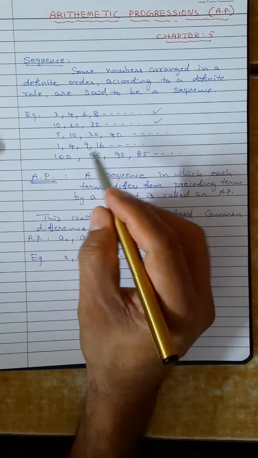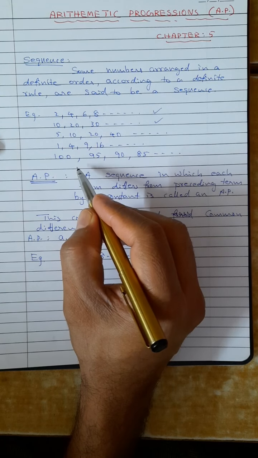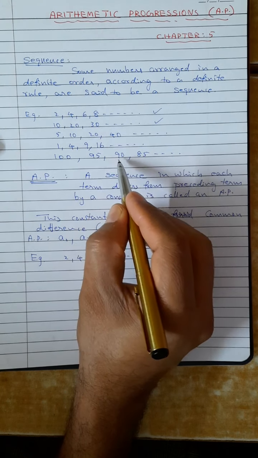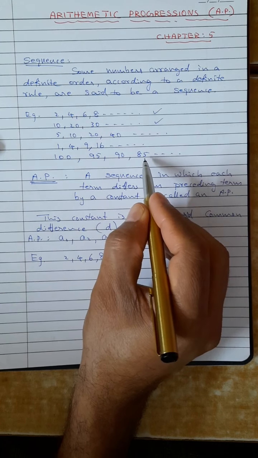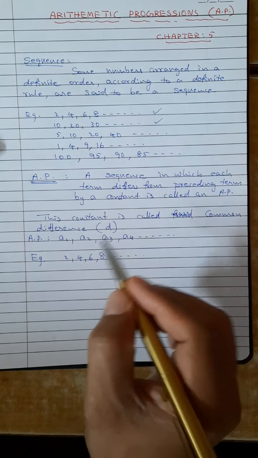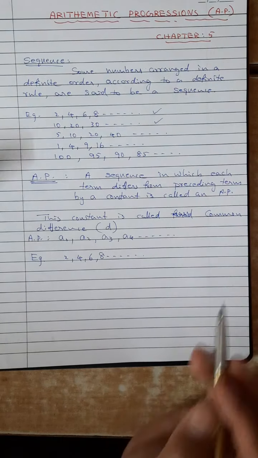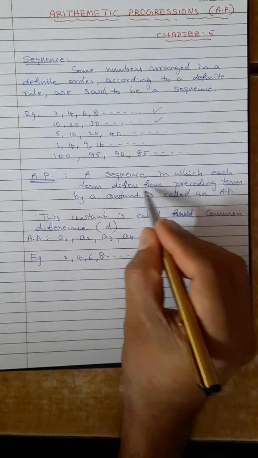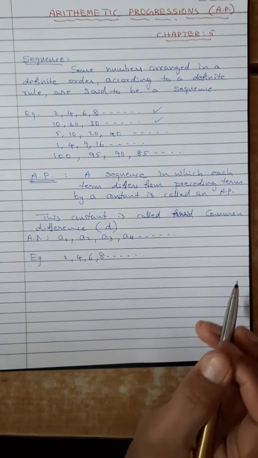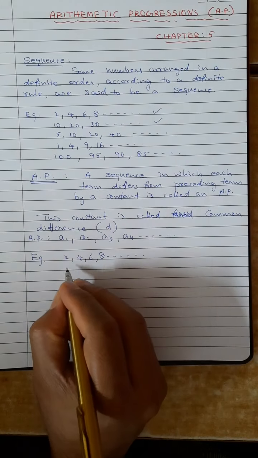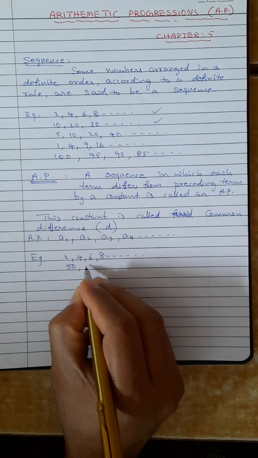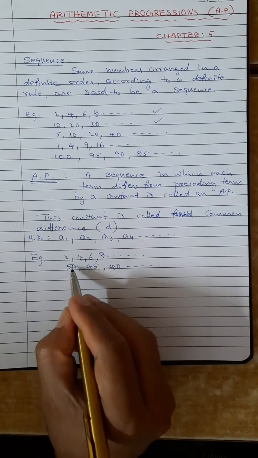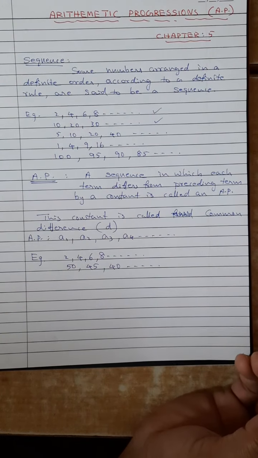Why? Because minus 5 is added. 100 plus minus 5 is 95, 95 plus minus 5 is 90, 90 plus minus 5, so the common difference is minus 5. Each term is obtained by adding a fixed term, one particular term. Here the difference, we can say, differs from the preceding term by a constant. So I can write 50, 45, 40, etc. Minus 5 is added each time.